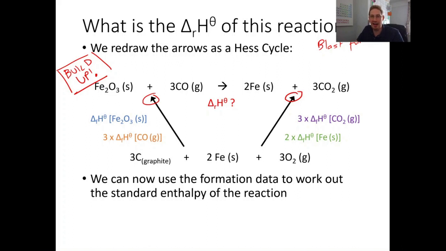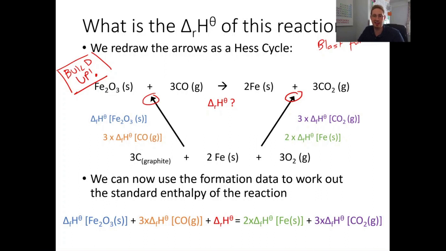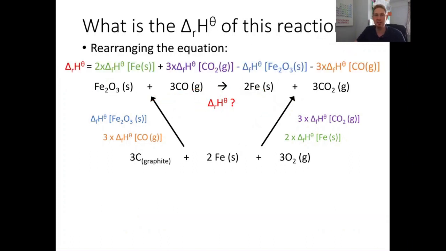So we can actually begin to use this data. And again, we can see that starting from the elements, building the iron oxide and the carbon monoxide, and then reacting them together would give you the same energy change as going up this arrow. Of course, we're interested in delta RH, so going from left to right is the same as going against these values, taking them apart, and then putting these values together.